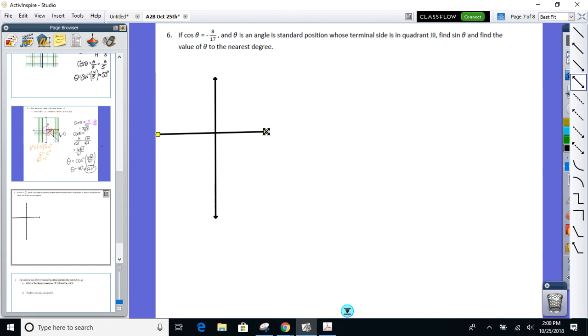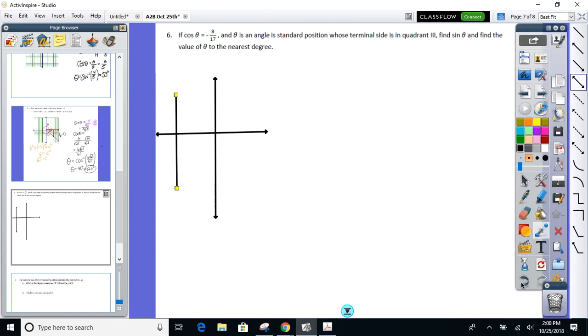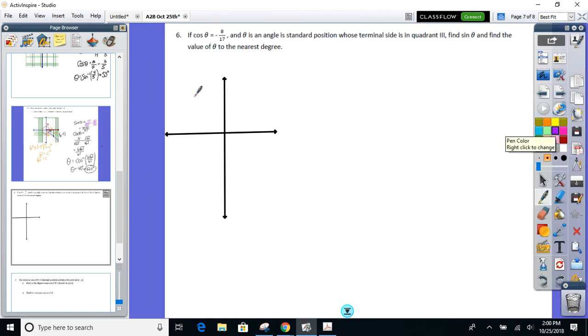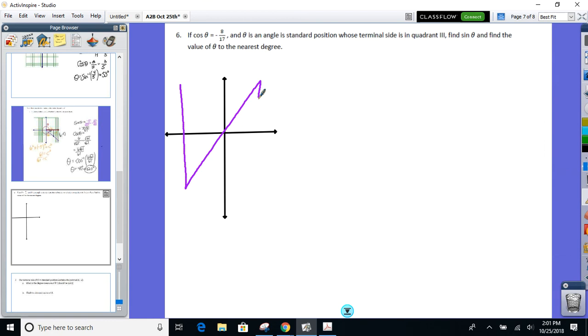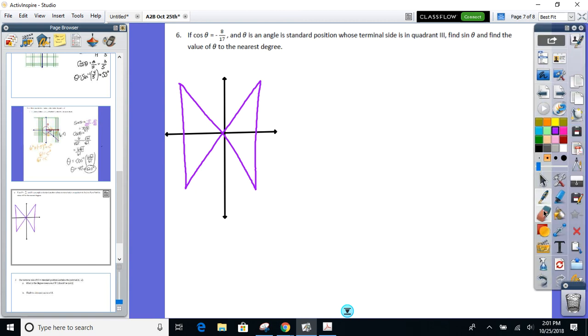Okay, use the reference angle. I get that. Here's how I'm going to help you. I want you to draw a bow tie. The bow tie will tell you how to set up each triangle in every quadrant. Okay? So does everybody see the triangle we're using in the third?